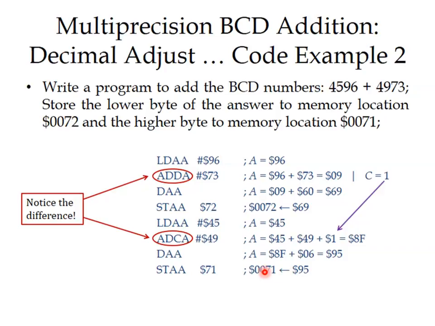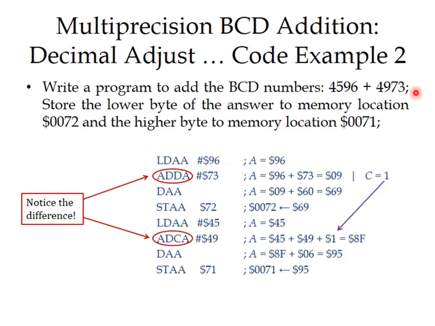At the very end, you got the sum. You have 69 in the lower byte position and 95 in the higher byte position. That means your final sum is 9569. If you add these two numbers, 4596 plus 4973, in decimal, your sum should be 9569. Try it in decimal addition.